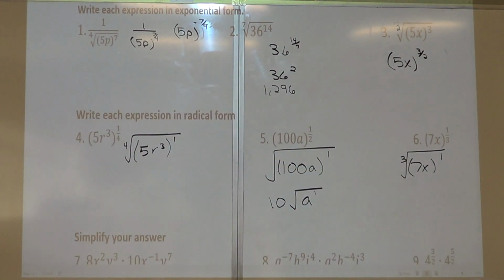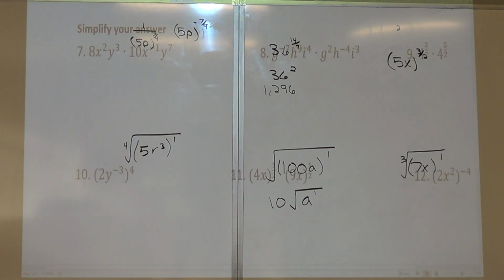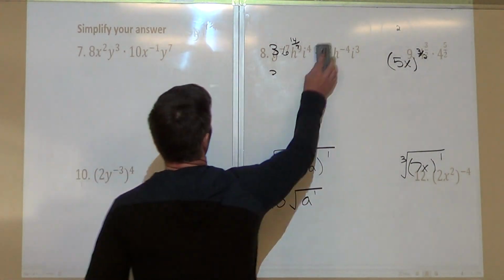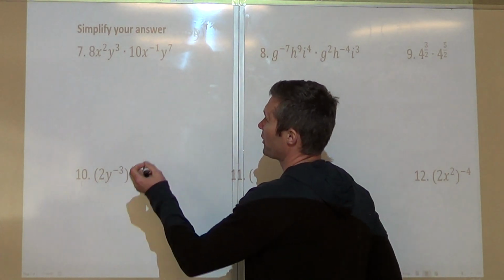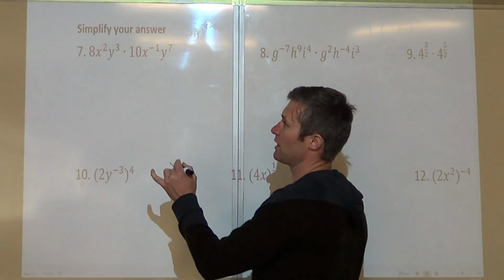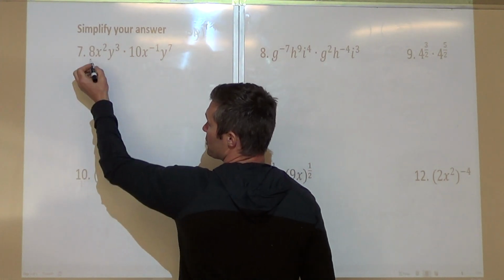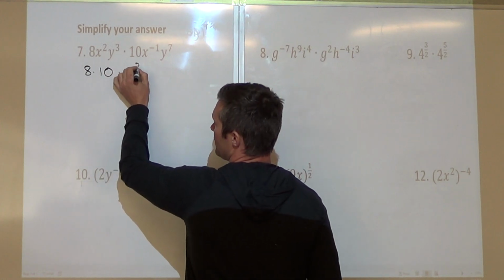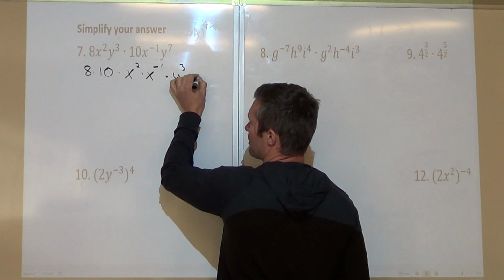We want to simplify. So we're going to apply our properties to it as we look at them. So if we look at all of our properties, there's a number of properties at play. Anytime I have a negative exponent, I'm going to flip it down, or we can flip it down. So first of all, I'm just going to put them in order. So I have 8 times 10 times x squared times x to the negative first power times y to the third times y to the seventh.